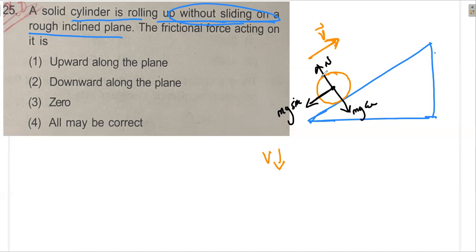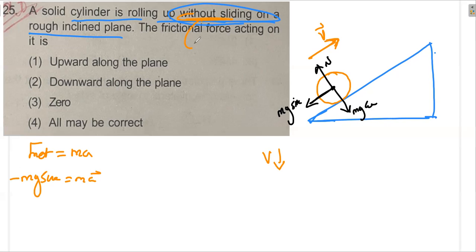Let's say there is no friction. I don't know about friction as of now because that's what I'm supposed to find. F net is equal to ma. Even if there is no friction, this mg sin theta will be acting against the velocity, so it will retard the object. F net is downwards: minus mg sin theta is equal to ma. Acceleration is negative, so velocity goes down.